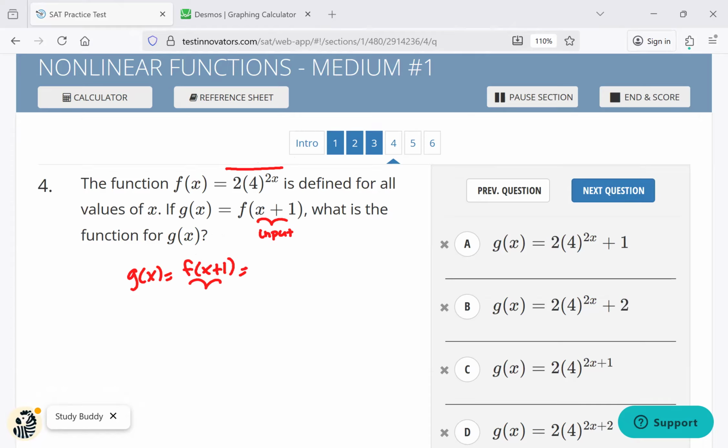What is that going to be? So here's your f of x function. Wherever you've seen x, replace it with x plus 1. That's it. So it's going to be 2 times 4 raised to the 2 times x plus 1. We get 2, 4. Boil out this 2. This is going to be 2x plus 2. So that is going to be letter B.